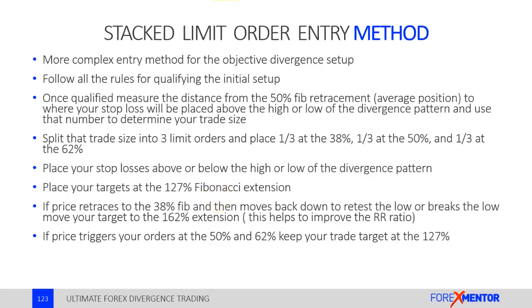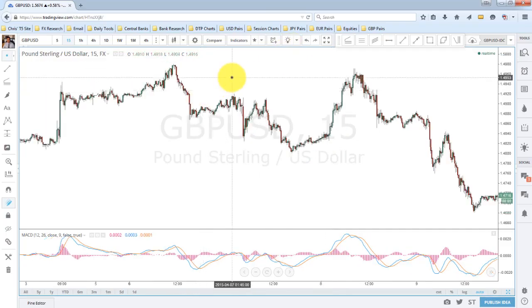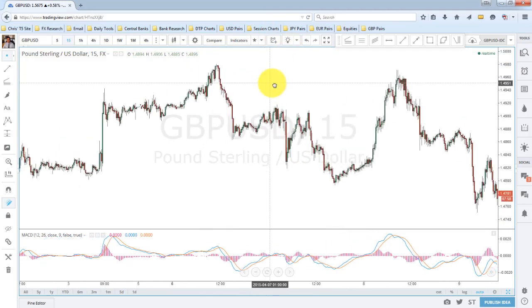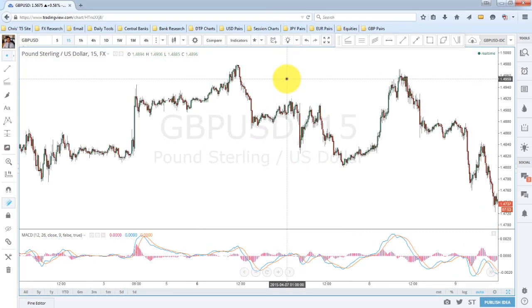Let's take a look at a chart here and see how it would work. Now obviously this isn't for everybody. This is a lot more detailed. It takes a lot more placing orders, a lot more order management.